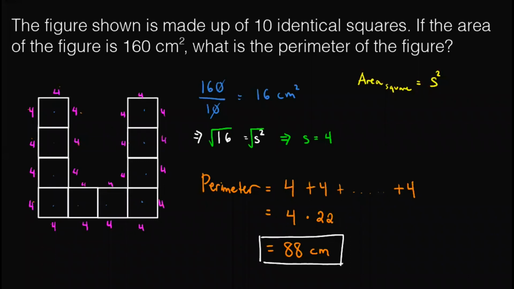So the key here is observing first that the area of a square is given by s squared. And from here, since these are identical squares, we know that the area of each of the squares is simply 160 centimeters squared over 10. And from that, we can get the value of one of its sides and further get the perimeter of the whole figure. And so that's it.